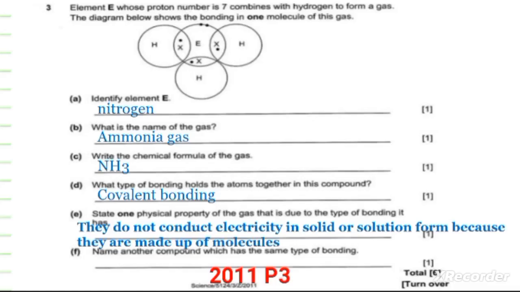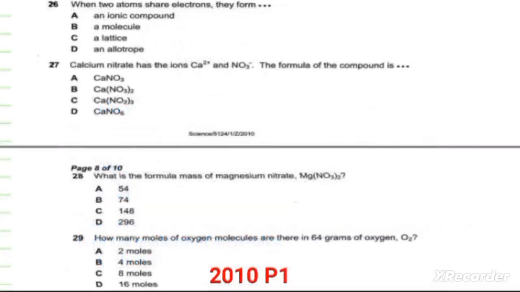The last part of this question, name another compound which has the same type of bonding. Carbon dioxide also has covalent bonding, as the elements in carbon dioxide are combined by sharing electrons, thereby forming covalent bonding. Okay, so we are done with this question. Let us move to the next question.